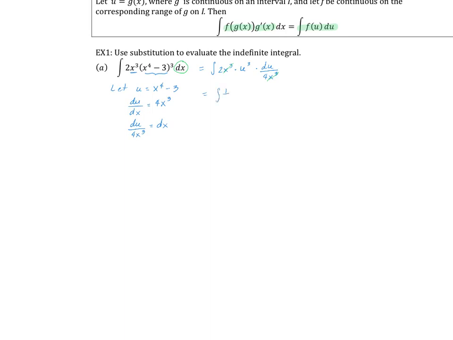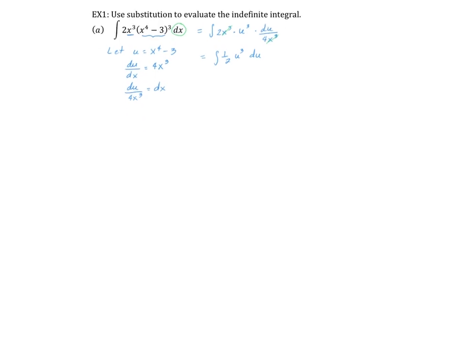It'll be 1/2 u to the third du. And now everything is in terms of u. So with integrals, we can take out a constant. I could take out the 1/2. Not really necessary. I could still evaluate this with the 1/2 in there. And then the u to the third becomes u to the 4 over 4. And we're multiplying here. And then it's going to be a plus c.